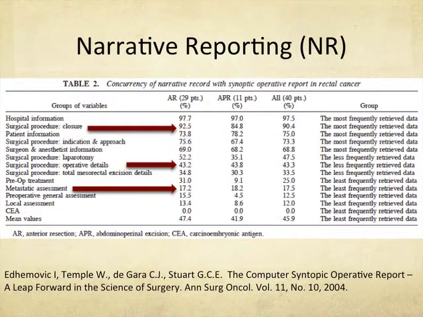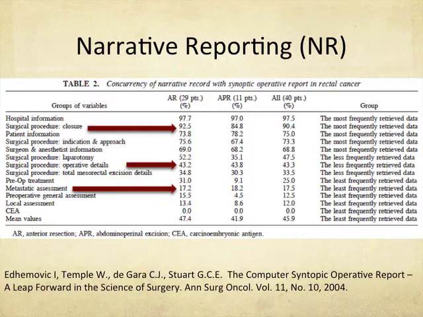So this is a paper looking at the issues with narrative reporting, and this is from abdominal perineal resections. And you can see here some things we're very good at reporting narratively, like how we close the abdomen. But when it comes to things like the operative details or metastatic assessment, we're lacking most of the information. Only 17% of the reports had information on the metastatic assessment.